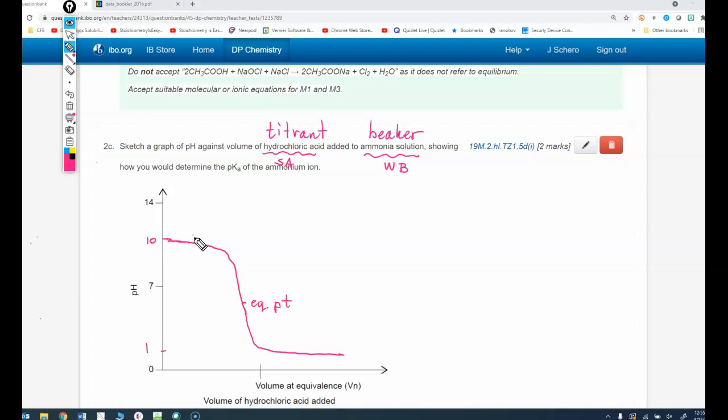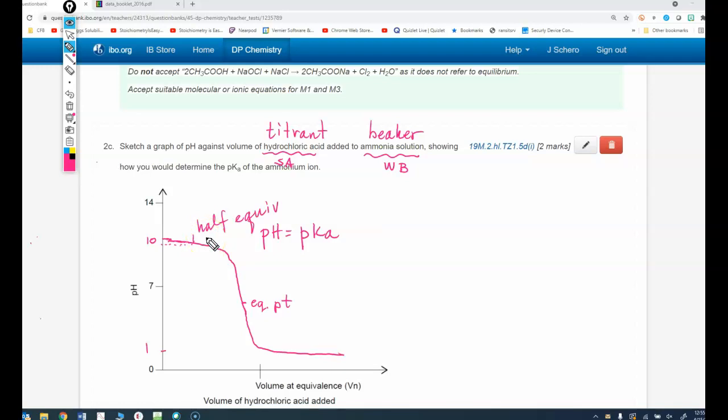I would use the half equivalence point, because at this point pH is equal to pKa. So I would use the half equivalence point and measure the pH, which is going to be slightly lower than 10 at that half equivalence point. You might argue that it should be a little bit further, and that's fine, but you would need to have something like this to show.